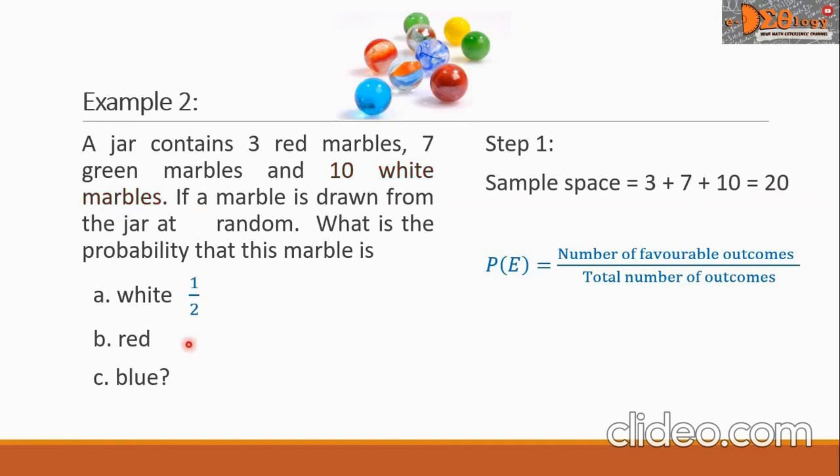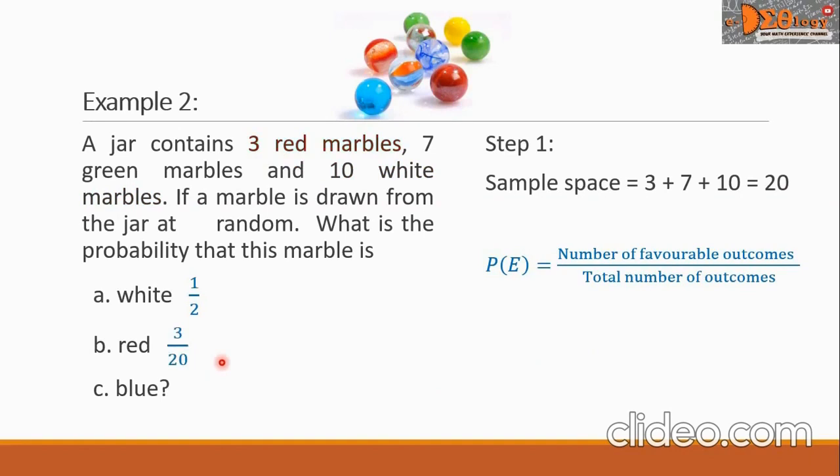To get the probability of getting a red marble, we write P of red. This is equal to 3 because there are 3 red marbles, all over the total number of outcomes, which is 20. And this 3 over 20 is already in simplest form. So we will just copy this opposite letter B.